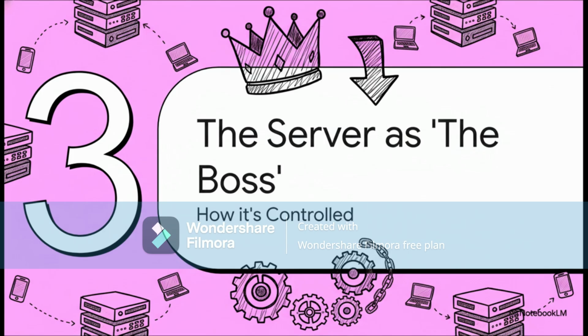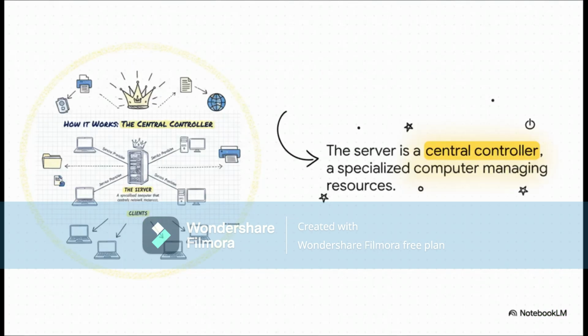Okay, so now that we know the players, let's talk about who's in charge. Because in this model, one player is very, very clearly the boss. And yep, you guessed it, the server is the boss. It's the central controller for the entire network. I mean, look at that little crown. It's there for a reason. This isn't just any computer. It's a specialized machine that manages everything. We're talking files, printers, internet access, the whole shebang. And it controls how all the clients get to use these resources.